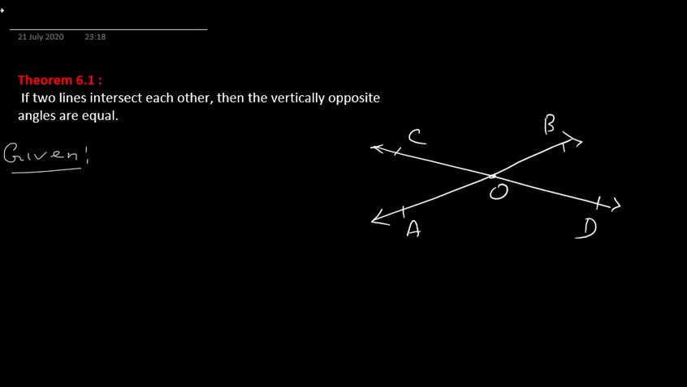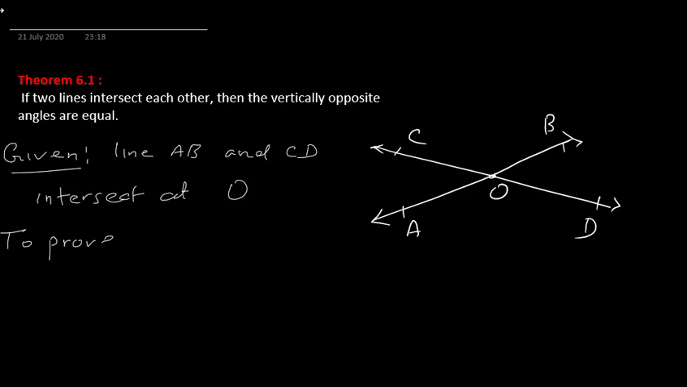So we are given lines AB and CD intersect at O. What do we have to prove? We have to prove that vertically opposite angles are equal. So we have one pair of vertically opposite angles, that is angle AOC. We have to prove that this angle is equal to angle BOD.